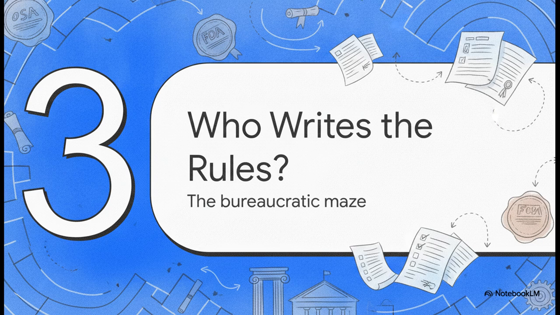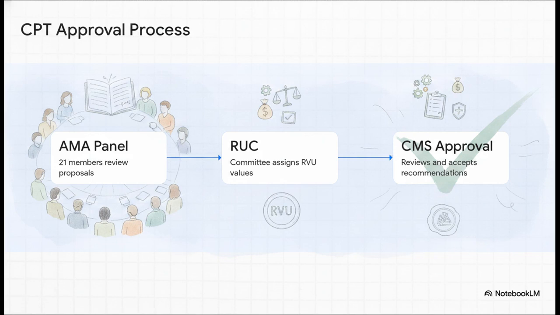Up next, Section 3, who writes the rules? The bureaucratic maze. Getting a new or revised code approved is quite the journey. First, it goes to the AMA's CPT editorial panel. This is an exclusive 21-member group that meets in person 3 times a year. You've got 12 members from national medical specialty societies, plus reps from major players like Blue Cross Blue Shield, the American Hospital Association, and private insurers. They even have folks from CMS, the CDC, and the FDA sitting in.